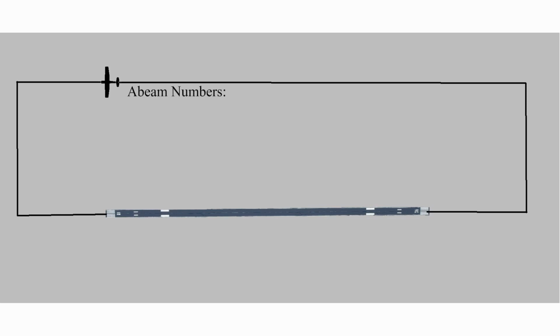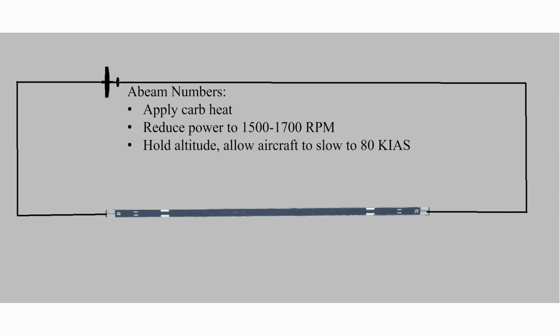So once you're abeam the numbers, we'll go ahead and pull on that carb heat just like we always do. And then we're going to reduce the power to 1,500 to 1,700 RPMs, which is a little lower than we normally do. In a normal landing where we've got flaps available, we'll usually do about 1,900 RPMs. But we don't have drag to throw out there to slow things down, so we need a little bit lower of a power setting. We'll hold the altitude, we'll hold our pitch, and allow the aircraft to slow to 80 knots. And again, this will probably take a little more time because we don't have drag out there to slow us down.